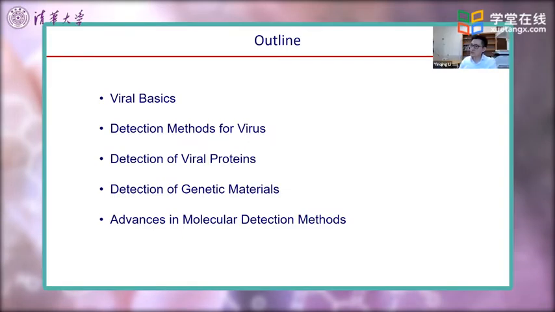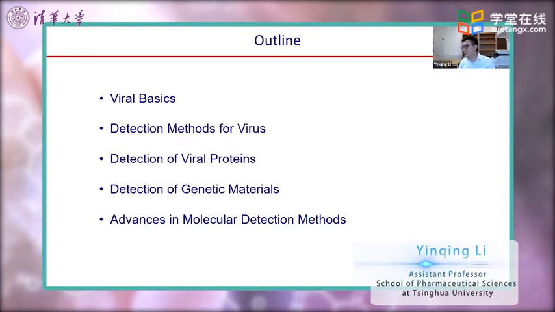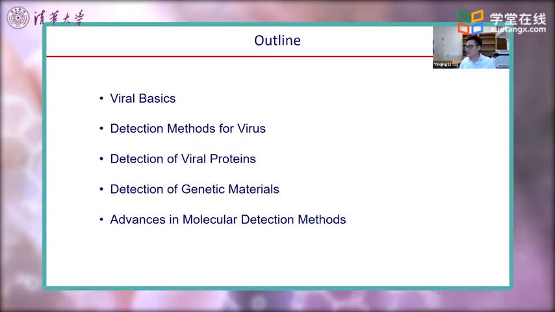So we're going to talk about several things. First, we'll go through the virus basics and refresh the knowledge of what we know about viruses. And then we will introduce some common methods for detecting viruses. And then we will discuss two methods, the molecular methods that enable detection of specific viruses by detecting their proteins or by detecting their genetic materials. And then we'll move on to discuss some of the recent advances in those molecular detection methods.